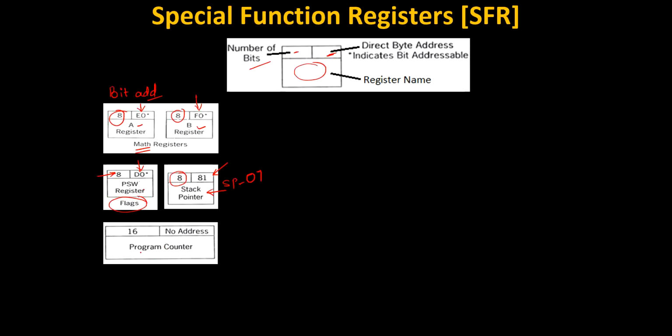Next we have the program counter. As we know, it holds the address of the instruction. It is a 16-bit address. Because it holds the address of an instruction, it means that it doesn't have an address itself. Remember, this is very important. The program counter, which we refer to as PC, doesn't have any address, but it holds the address of an instruction. It is a 16-bit register.